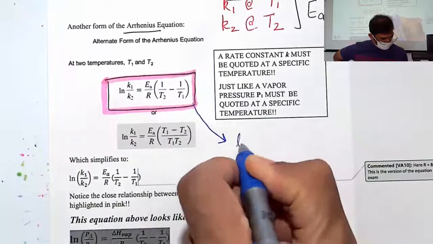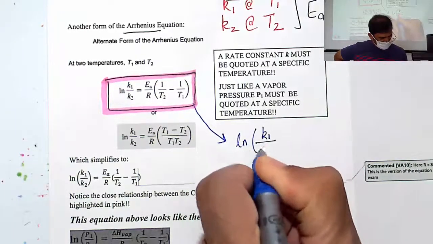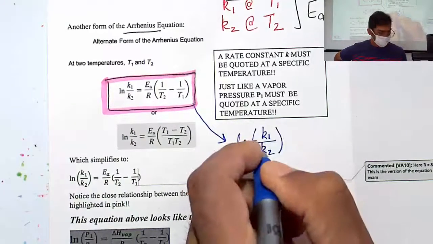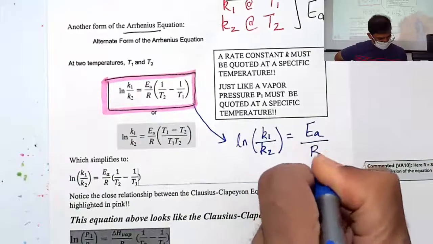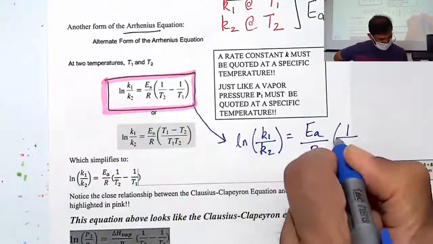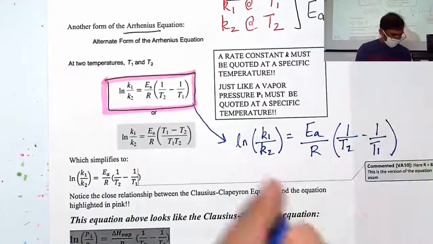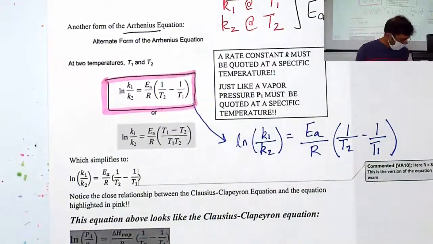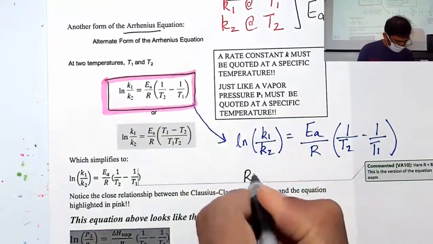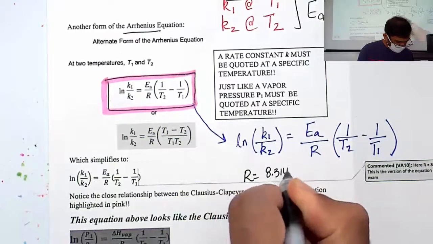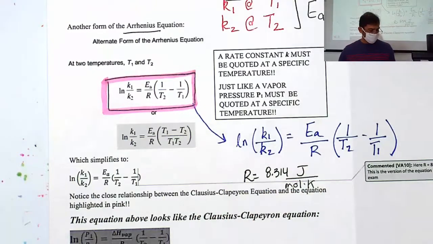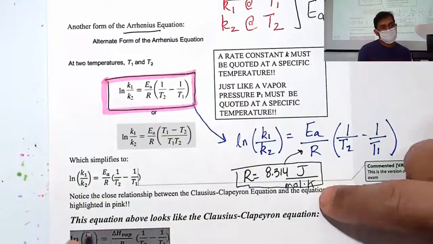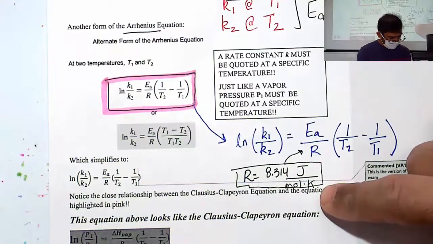So here we have the natural log of K1 over K2 equals the activation energy over R, times 1 over T2 minus 1 over T1. A couple of things here. R is the gas constant, and it's going to be 8.314 joules per mole Kelvin. That is the value of R. I'll give R to you on the exam.